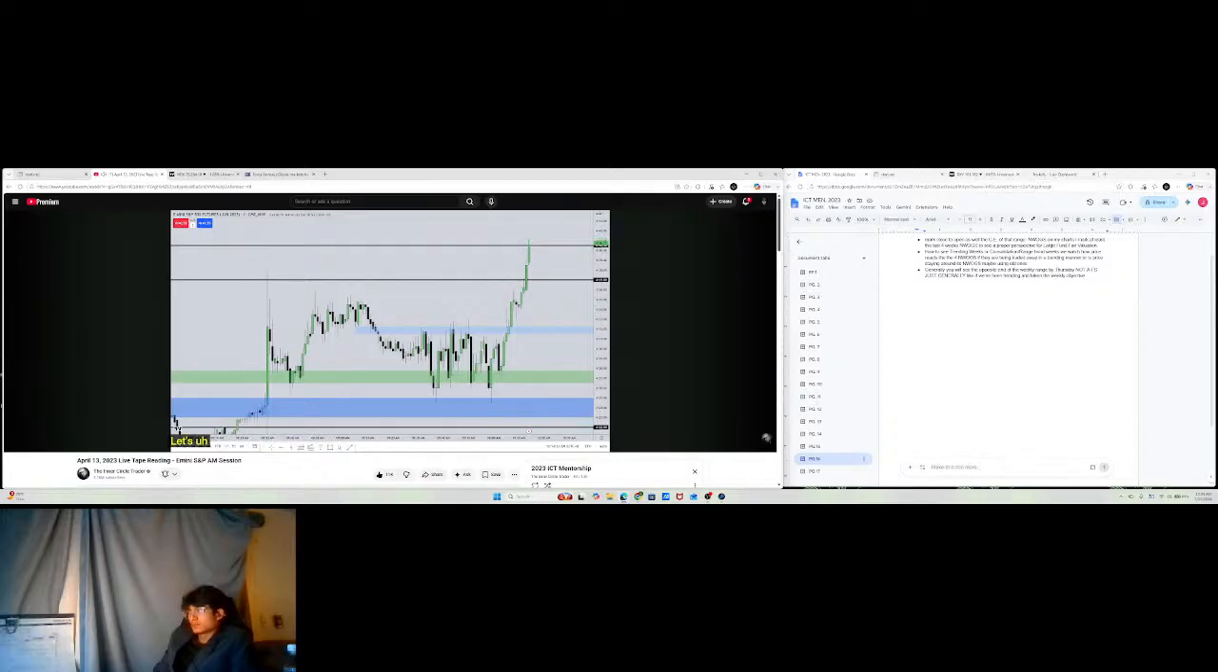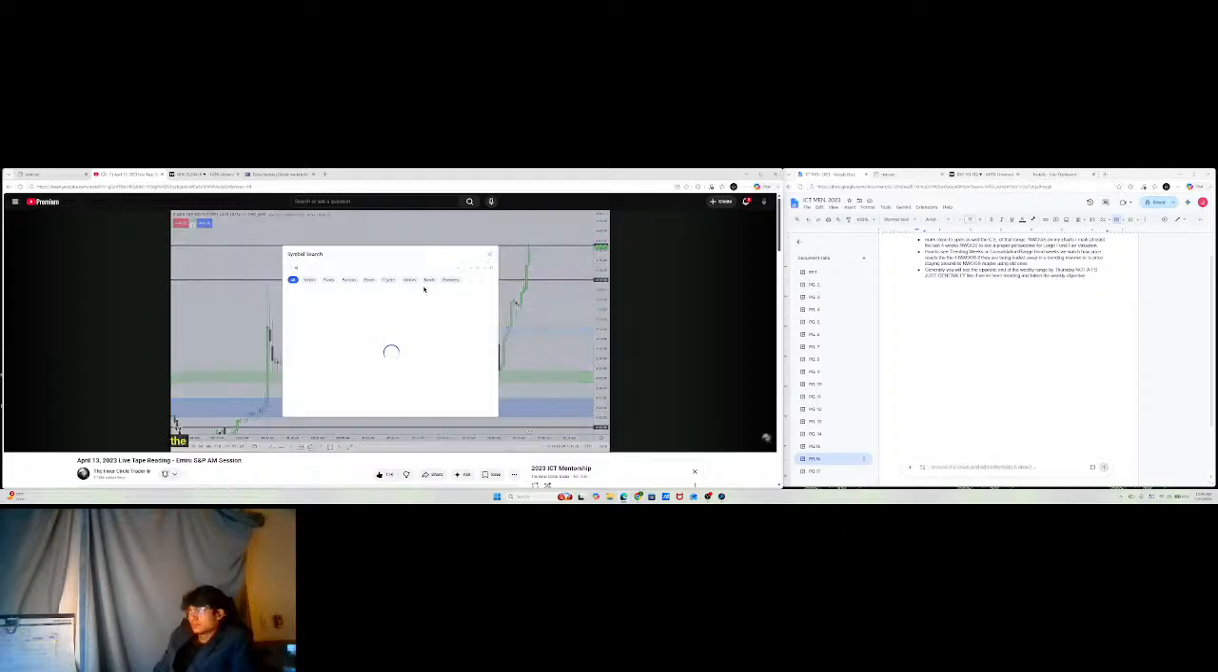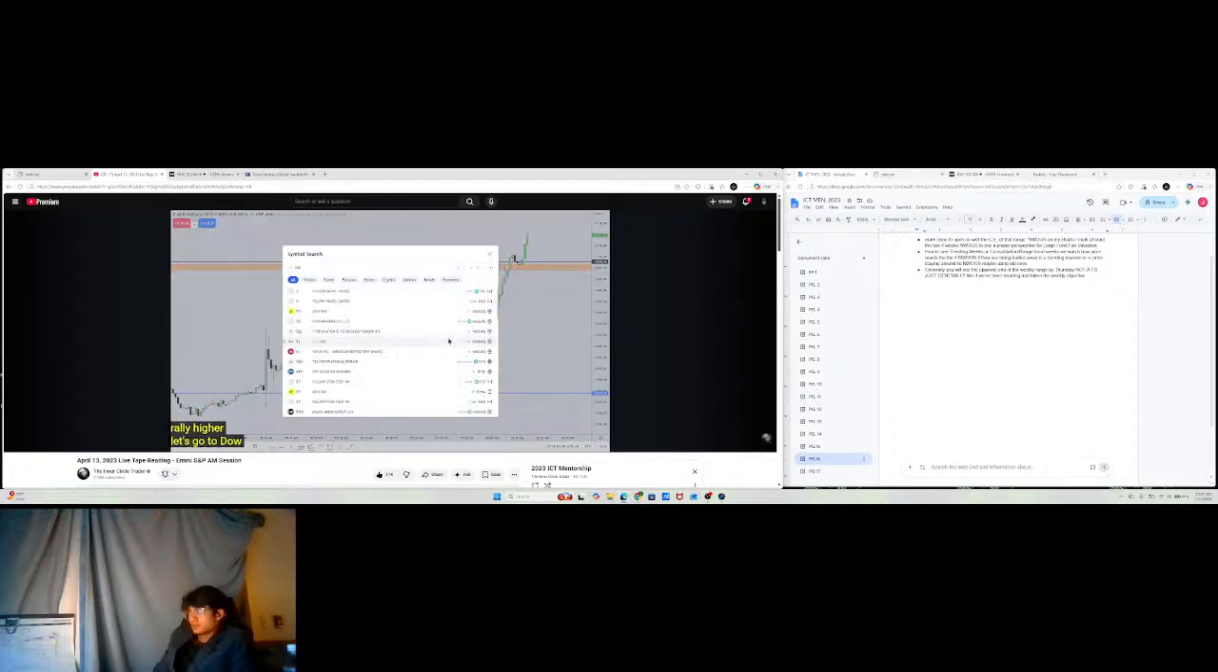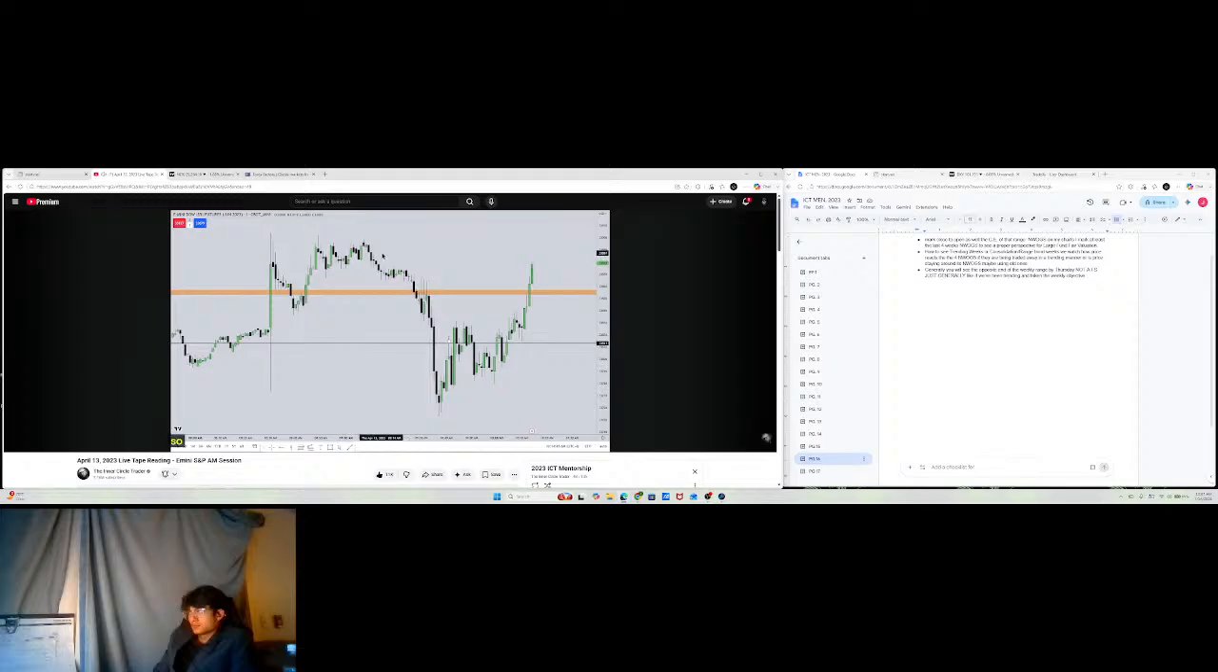So let's run through the NASDAQ and Dow real quick so you can see it. This boring stuff. So there's the consolidation and then rally higher. And then let's go to Dow. So here's a sick sister idea. What's resting above here? Buy side. Are we there yet? No.